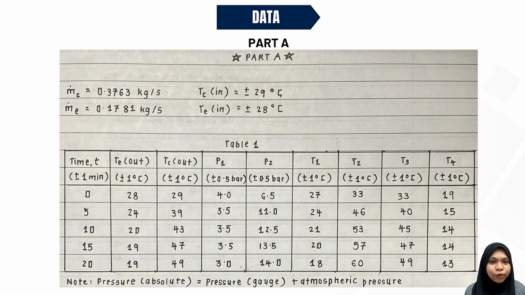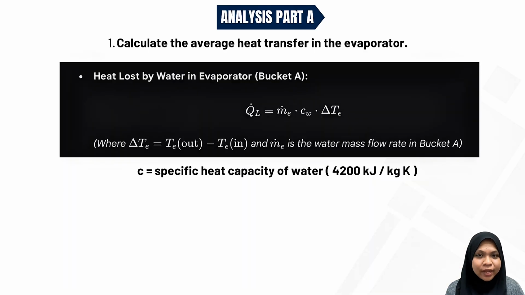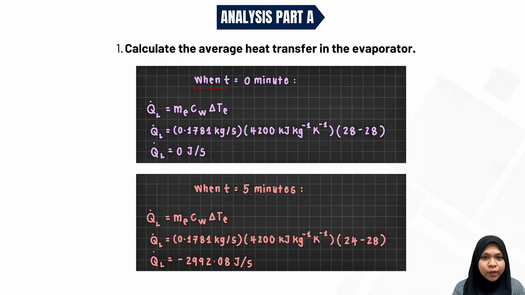This is the data for part A. Analysis part A, number 1, calculate the average heat transfer in the evaporator. Heat lost by water in the evaporator for bucket A: we use QL equals water mass flow rate in bucket A times specific heat capacity times delta TE, where delta TE equals TE out minus TE in.